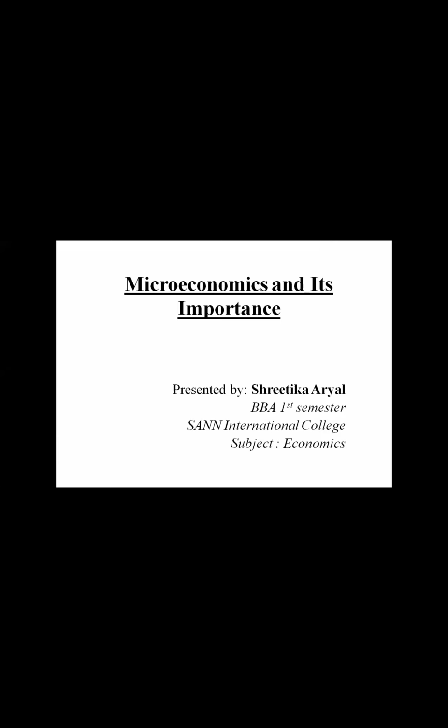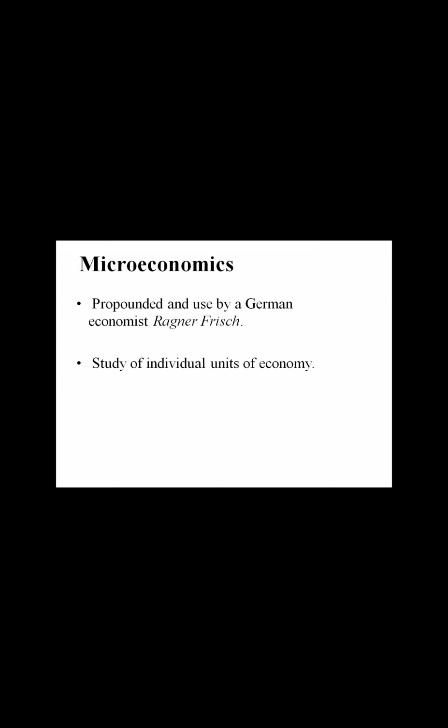Microeconomics was first coined and used by the economist Ragnar Frisch, and it is a study of individual units of an economy. It studies individual economic units such as an individual firm, consumers, a household, a commodity, and many more. So these are the scopes of microeconomics. The scope of microeconomics is individual firms, individual households, a consumer, and their small groups.